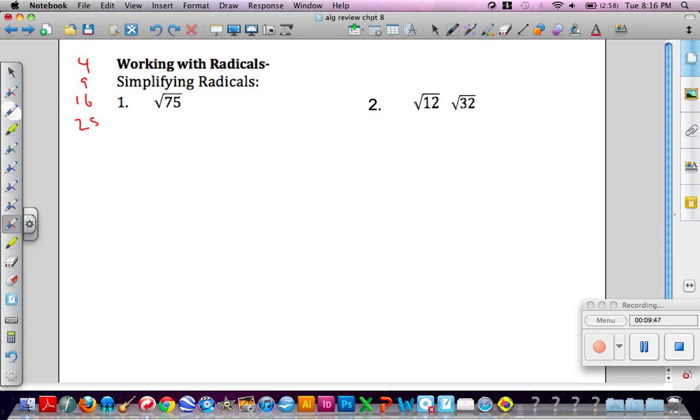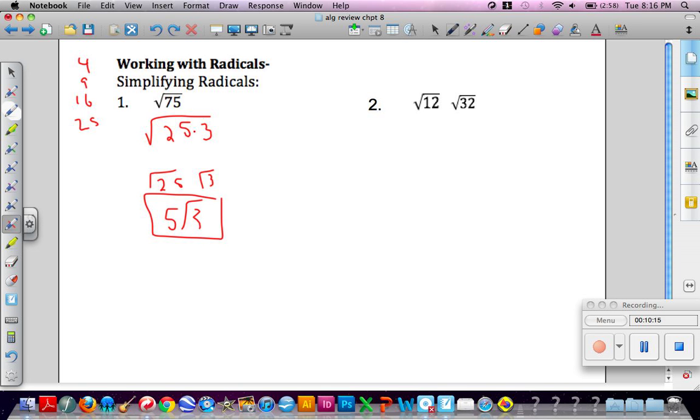So 25 goes into 75. I'm using root, and that's 25 times 3. You break that radical into 2, square root of 25, square root of 3. Square root of 25 is 5 root 3. So I just solved that one using the perfect square method.